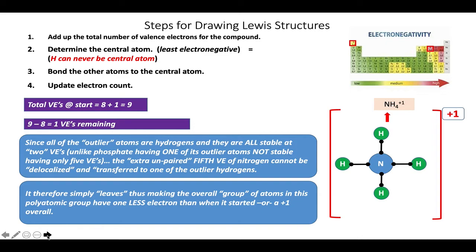That 5th one couldn't bond to anything else, and it's no longer needed because the nitrogen is stable. It also has 2, 4, 6, 8. It's happy, unlike the phosphorus, which is also group 15, in the phosphate. And that is why that is the only one that is a cation polyatomic.